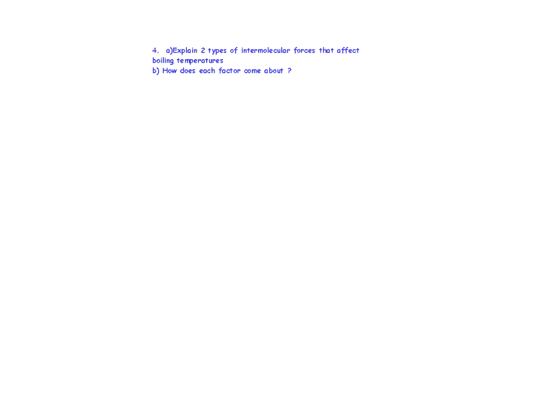Okay, London forces. Electronegativity, and what that produces is the dipole-dipole force, right? Okay. One more? Right, hydrogen bonds, and that's the one that affects it the most. Okay, so again, how does each factor come about? In other words, how does the dipole-dipole interaction come about? This is the one we just looked at.